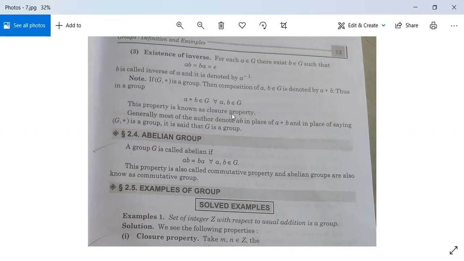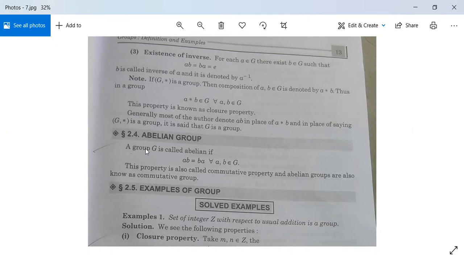तो चार properties हैं: closure property, associative, existence of identity, and existence of inverse. Generally, most of the authors denote AB in place of A star B, and in place of saying (G, star) is a group, it is said that G is a group. तो G एक group अगर लिखते हैं तो उसका मतलब है कि G पर there is some binary operation.